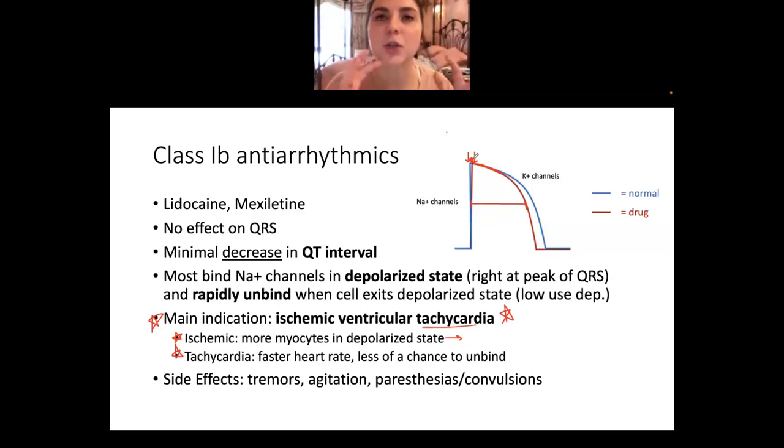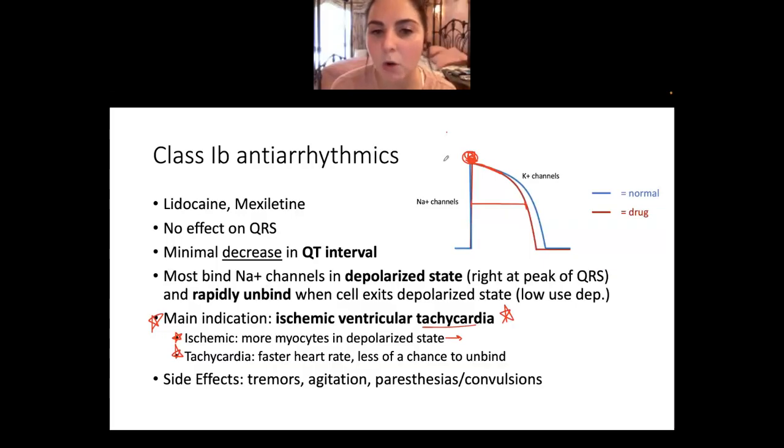So it would actually cause them to go into this ventricular tachycardia. What you're trying to do with this is bind those sodium channels that are already depolarized. You're trying to break the arrhythmia that way by binding to those already depolarized sodium channels. Okay. So you give it for a tachycardia because there's a faster heart rate, so less chance for it to unbind, but you give it for ischemic tachycardias because these drugs are really good at binding right up here. And if they're binding to those sodium channels right up here, they're helping to break this very specific type of arrhythmia. Okay, it's a very, very specific case.